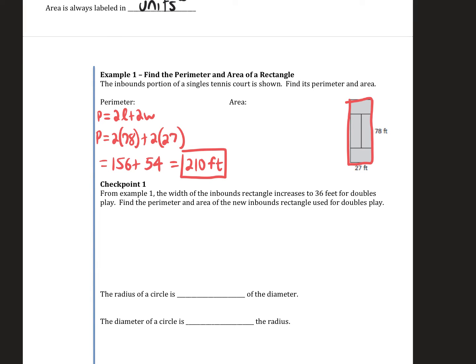All right, then area of a rectangle was what? Area equals length times width. Well, length times width, the length we said was 78, right? The width was 27. So we multiply those, we're going to get area equals 2,106 feet squared or square feet. And that's the area.